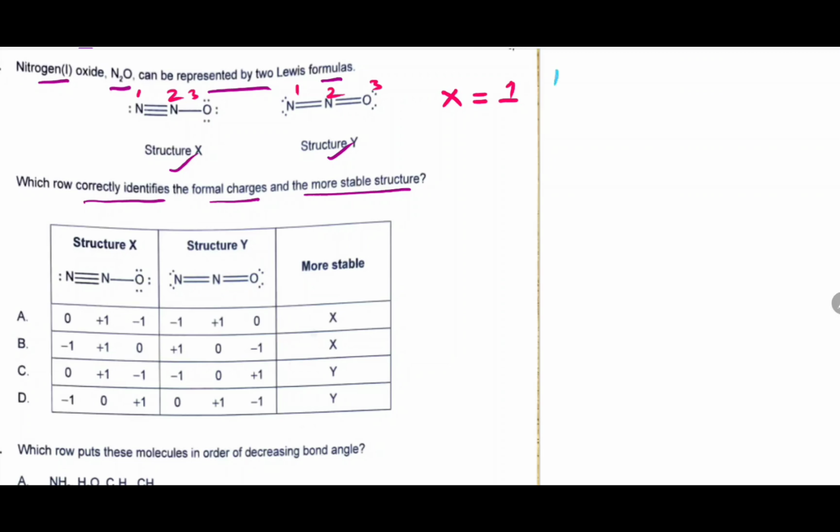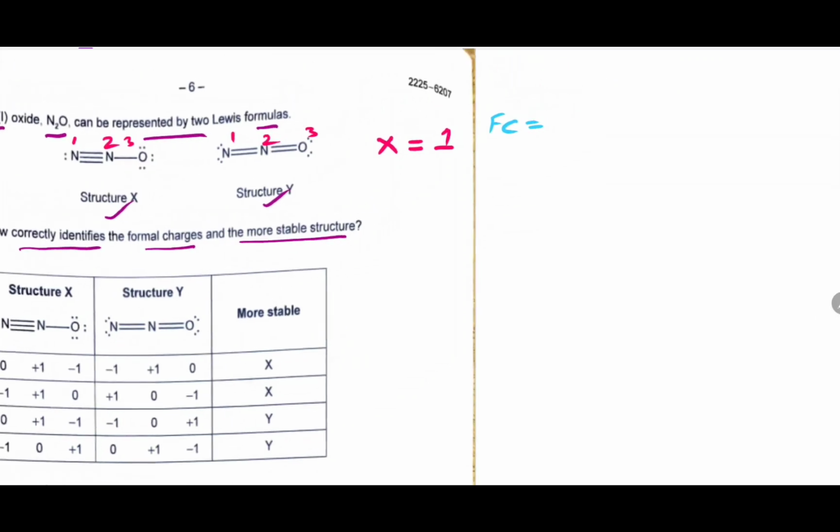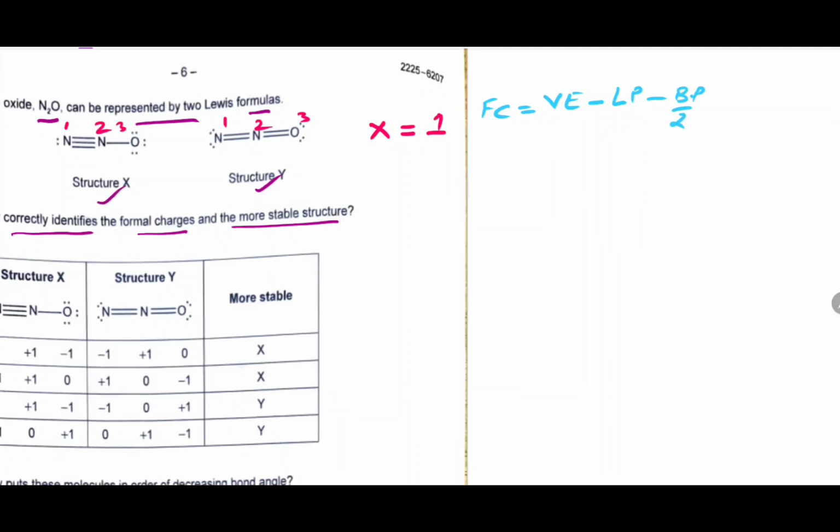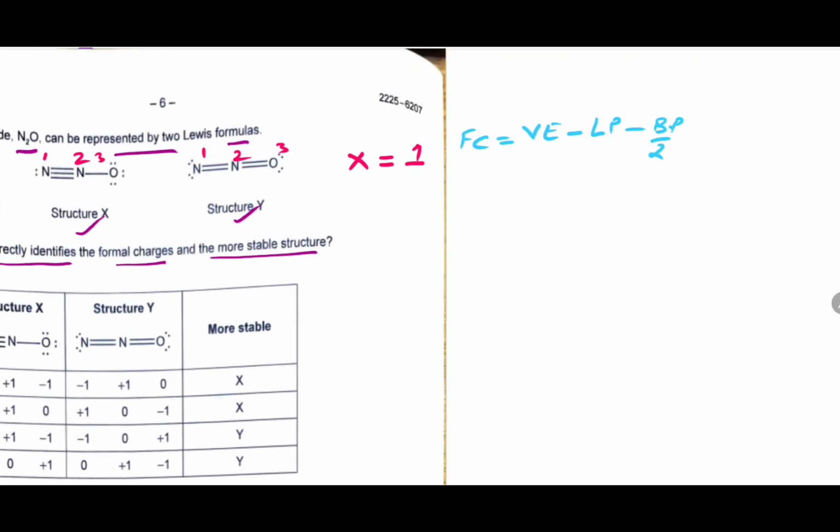The formula for formal charge is valence electrons on the atom minus lone pair electrons minus bond pair electrons divided by 2. This is the formula. If I want to find the formal charge on atom number 1, which is nitrogen, in structure X.